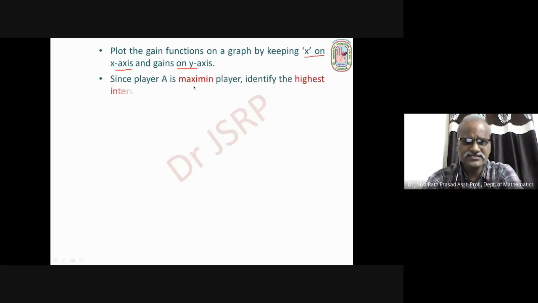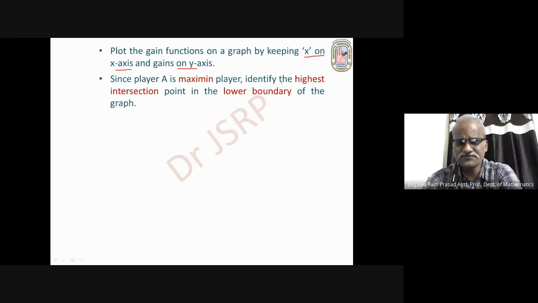Since player A is the max-min player, identify the highest intersection point in the lower boundary of the graph. After drawing the graph, take the lower boundary of the region. In that lower boundary, identify the highest intersection point. That point is the max-min point.